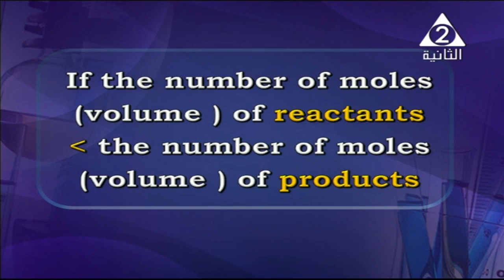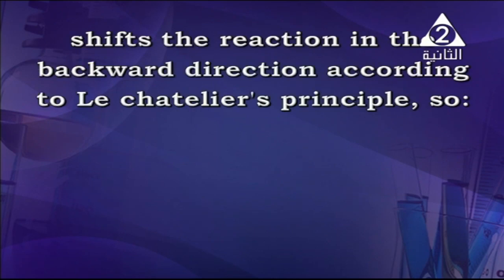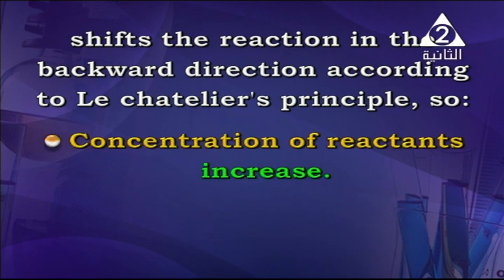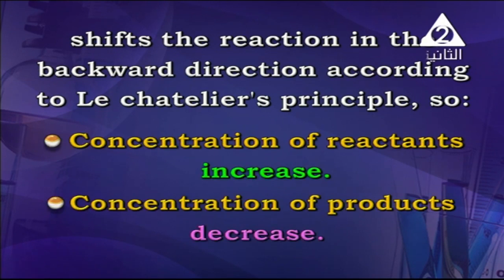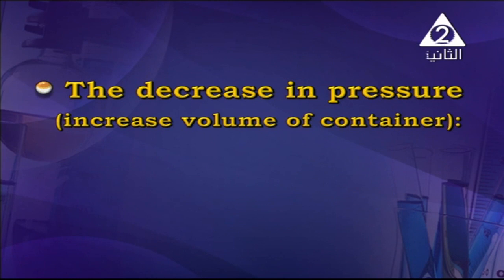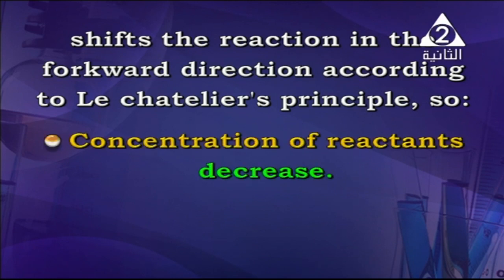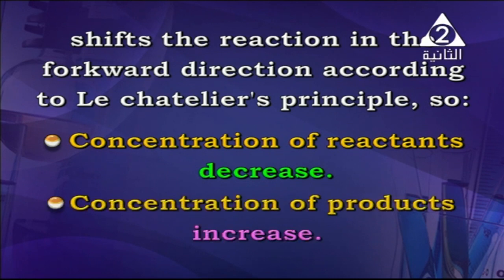But my dear student, if the number of moles or volume of reactant is less than the number of moles or volume of products, the increase in pressure, decreases the volume of container, shifts the reaction in the backward direction according to Le Chatelier principle. So the concentration of the reactant increases and the concentration of product decreases. And the decrease in pressure or increased volume of container shifts the reaction in the forward direction according to Le Chatelier principle. So the concentration of the reactants decrease and the concentration of products increase.